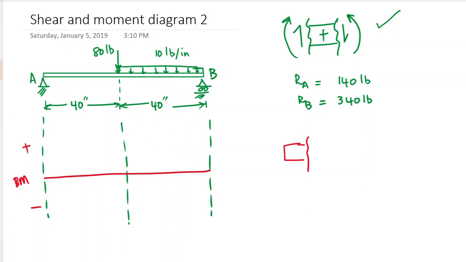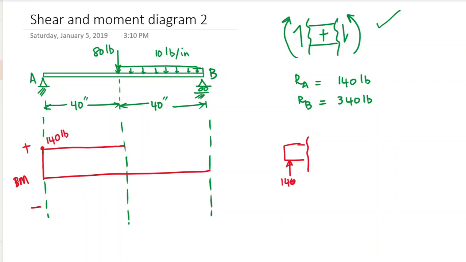You know that the reaction at A is 140 pounds, acting up. Therefore, an internal shear of 140 pounds should act down to the right of the cut, which is positive as far as our sign convention is concerned. Therefore, the shear force here is 140 pounds. Now, until the concentrated load of 80 pounds, nothing is happening in this beam, so we can draw that connection right there.